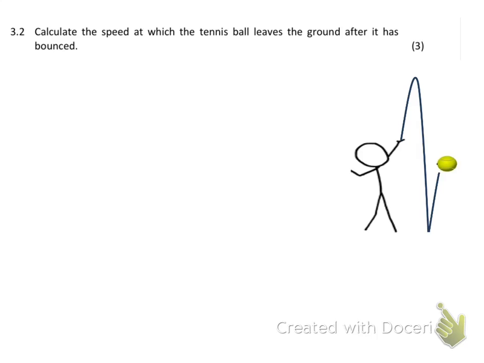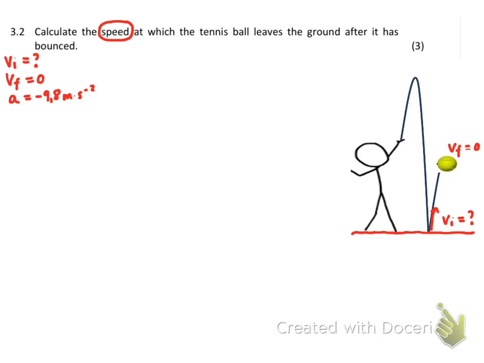Alright, 3.2. Calculate the speed. Again, notice the use of speed, so we're looking for the scalar at which the tennis ball leaves the ground after it's bounced. We don't have to indicate direction. And so we're looking for that initial velocity after it's just bounced. So VI is what we're looking for. Alright, if we consider the period from when it bounces up to when it reaches its highest point after the bounce, then that final velocity is 0. And so our VF is 0.